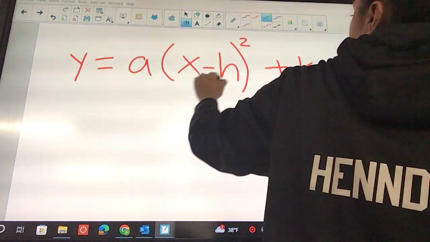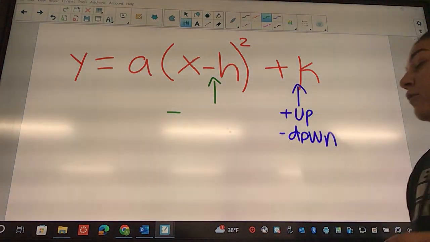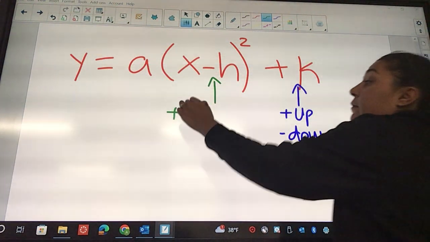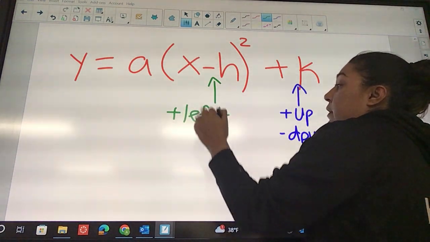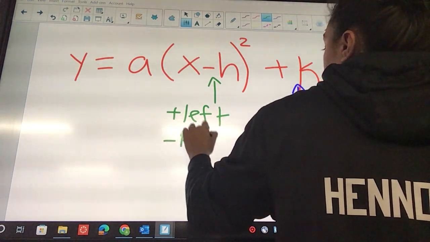On the inside of here, whatever is here, if it's a minus, and we'll start with the plus. If it's a plus, you're going to go left. If it's a minus, then which way do you think you go? Right. To the right.